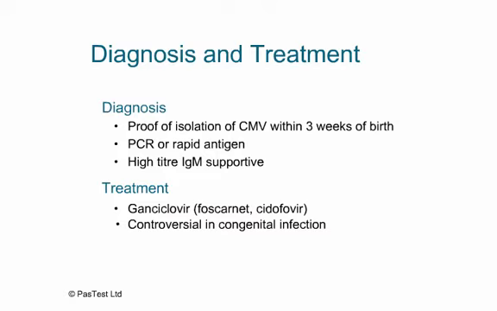CMV can be treated. First-line treatment is with ganciclovir, and second-line treatments are with foscarnet or cidofovir. Unfortunately, all these drugs have very significant toxicities, both with myeloid suppression and causing renal impairment. The treatment of congenital CMV, or proven congenital infection, with these agents remains controversial at present.